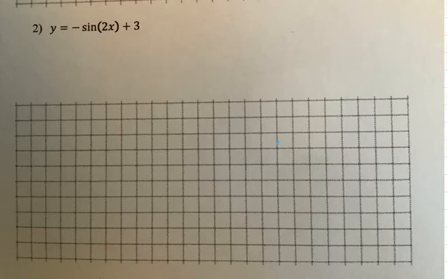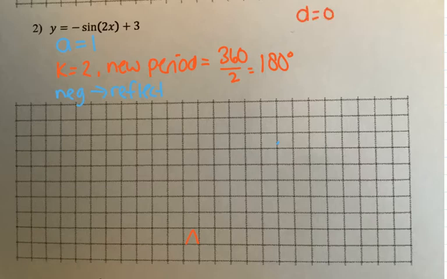So the amplitude is a equals 1 still, but a is negative, so we're going to reflect over the x-axis. Then k is 2, so our new period will be 360 divided by 2, which is 180 degrees. Our d value is 0, and our c value is 3, which means our equation of the axis is y equals 3.